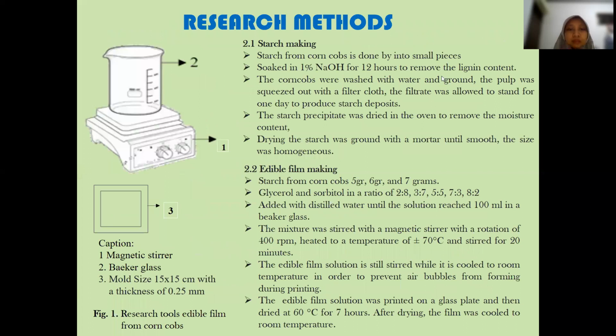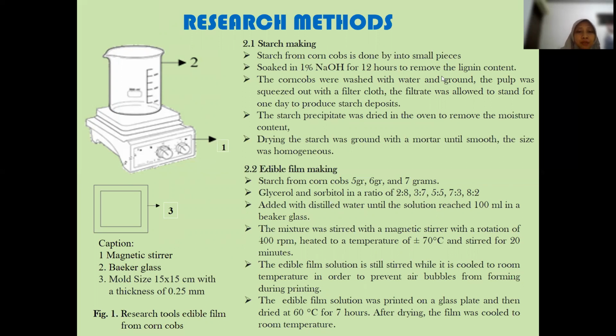The research methods are as follows. First is preparing the starch. Corn cobs were cut into small pieces and soaked for 12 hours. The deposit was obtained by washing the corn cobs, squeezing them with a filter cloth, and allowing them to stand for 1 day. After the starch was dried in the oven, it was then ground until smooth.